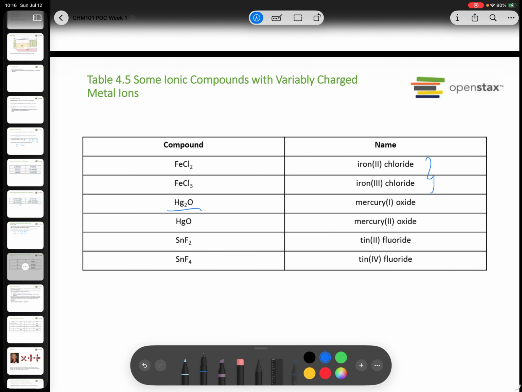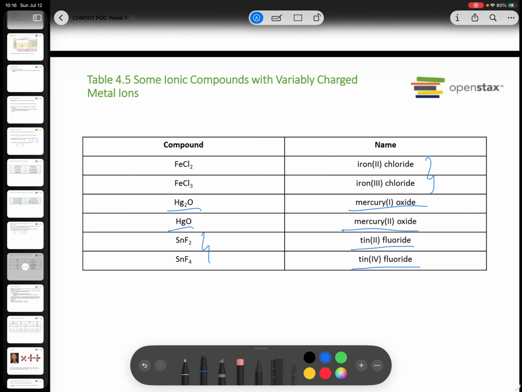So, we have here mercury 1 oxide. So, pag ganito, mercury 2 oxide. So, si mercury very special yan. It exists kasi as Hg2, no? Tapos, 1 yung charge. Kapag Hg na lang siya, 2 plus yung charge niya, no? Medyo weird siya. So, si tin naman, ito siya. So, we have tin 2 fluoride and tin 4 fluoride, no?